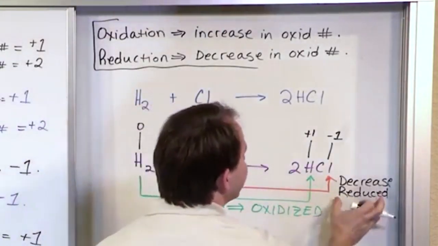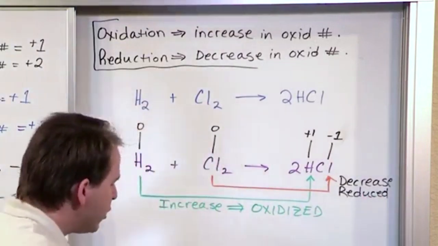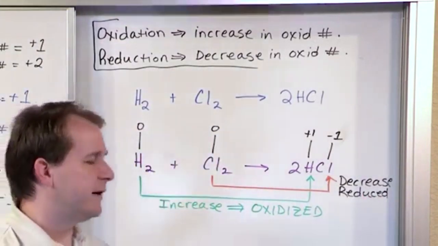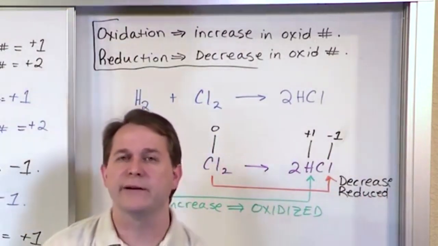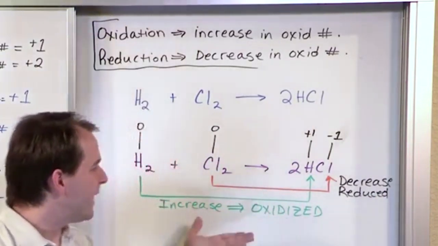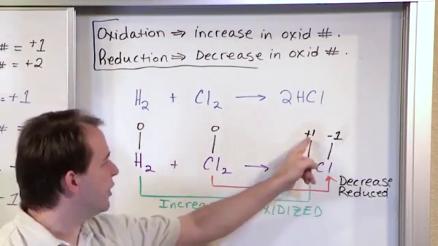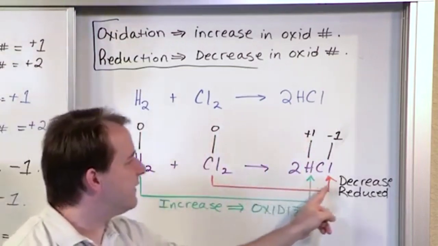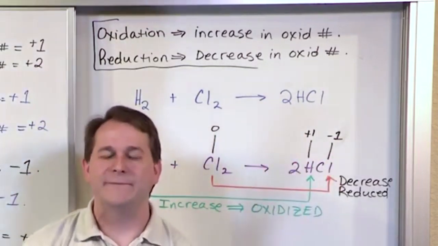Or in other words, it's undergone reduction. So notice, just like everything else we've talked about in a chemical reaction, when you have an oxidation process, it must be accompanied by a reduction process. And that's what we have here. We have an increase in oxidation number. We also have something else that has a decrease in oxidation number. We have to have it that way.